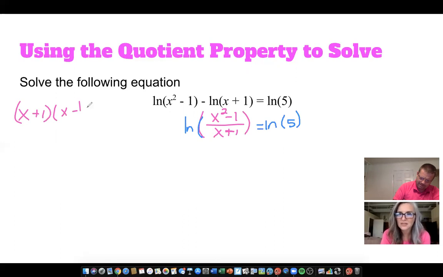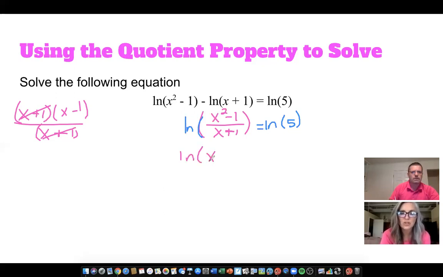Ooh, he's doing a little something extra right now. So he just factored the numerator, because it's the difference of squares, x squared minus 1 to x plus 1 times x minus 1. He's doing that because he's noticing that x plus 1 is a factor of the numerator, which we talked about in a previous video.